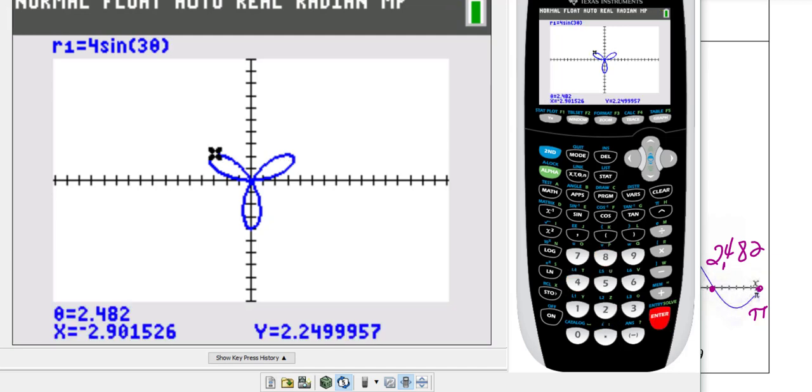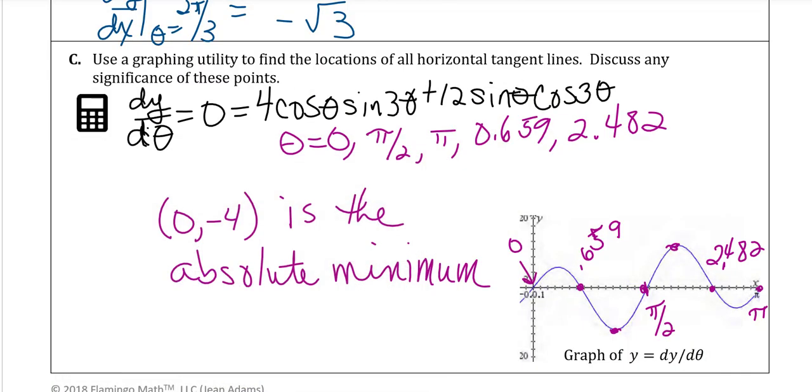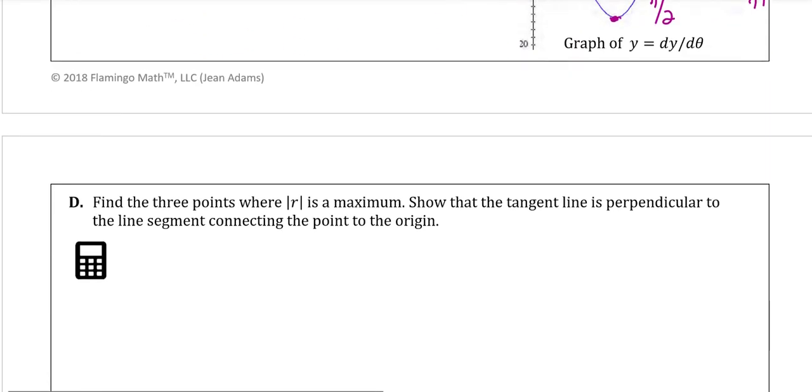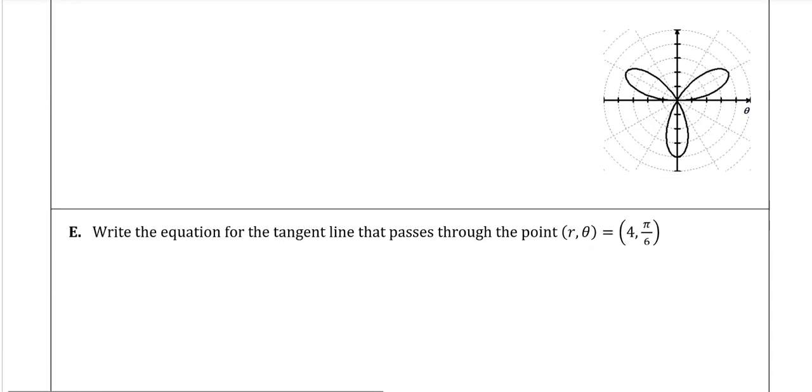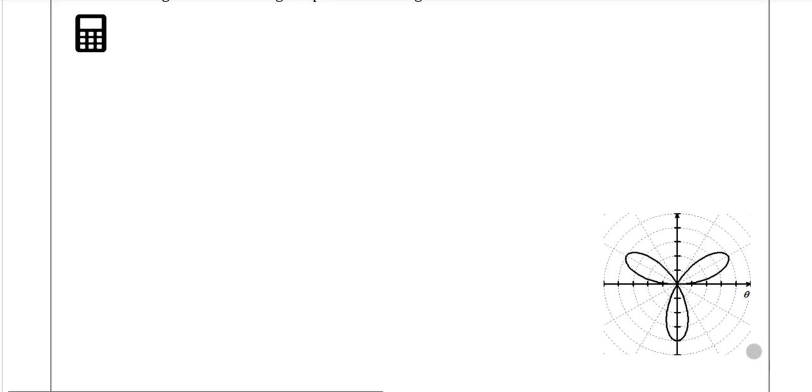It should be on the other one at the same point. So that's a maximum as well. But I can say for sure that 0, -4 is an absolute minimum. So that's why I put that for that point. And then finally, we have 2 more parts here and we're finished.